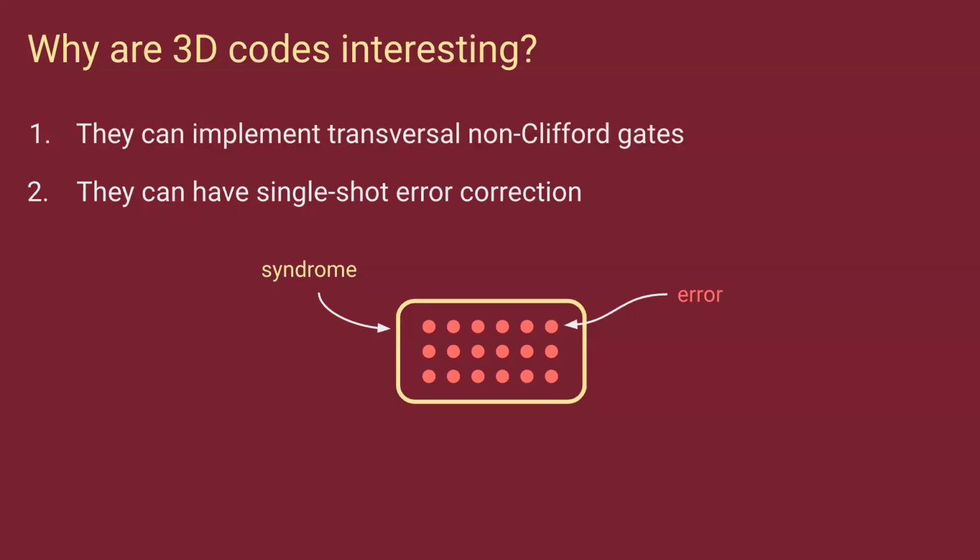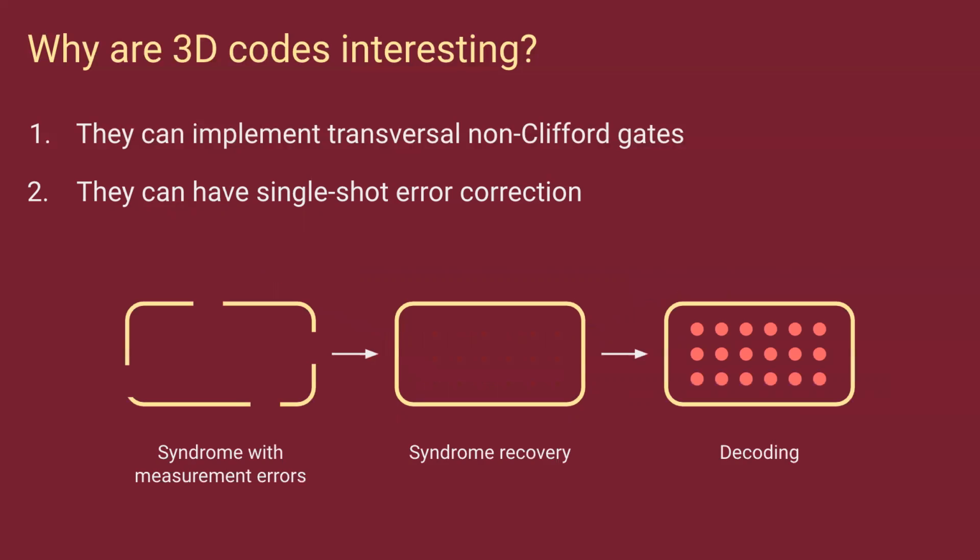Okay, second property, they can have single shot error correction. So let me explain that a little bit. Imagine that you have some errors and that the syndrome is defined as being a loop going around the edge, which is different from the case of a surface code, for instance, where usually the syndrome is at the end of that chain of errors. Here you can imagine the errors, then a membrane of errors, and then a loop around the membrane of errors, which is typically what happens in a lot of surface codes.